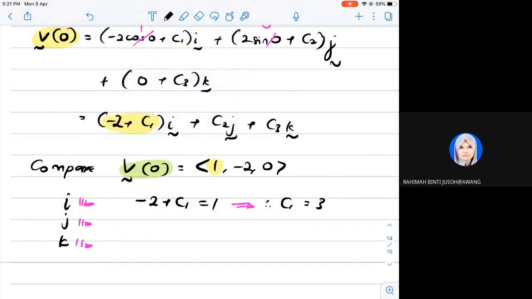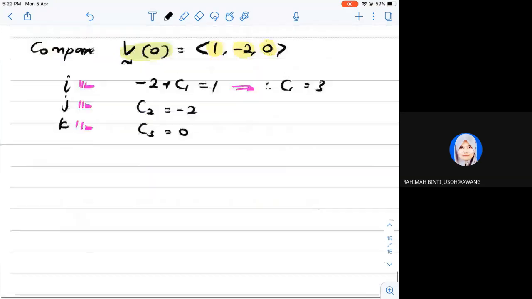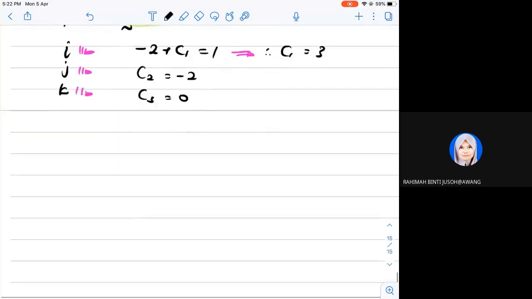Okey, lepas tu komponen J pula. J kita ada C2. Ni sama dengan negatif 2 lah, senang kerja. C2 sama dengan negatif 2, terus macam tu. And then C3 samakan dengan 0. So C3 dapat 0. So therefore, ganti dalam C1, C2, C3 kat atas tu.